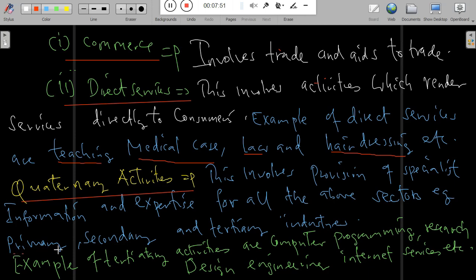We have also the quaternary activities. This involves provision of specialist information and expertise for the above sectors, for example the primary, secondary, and tertiary activities. Examples are computer programming, research, design engineering, internet services, and so on.